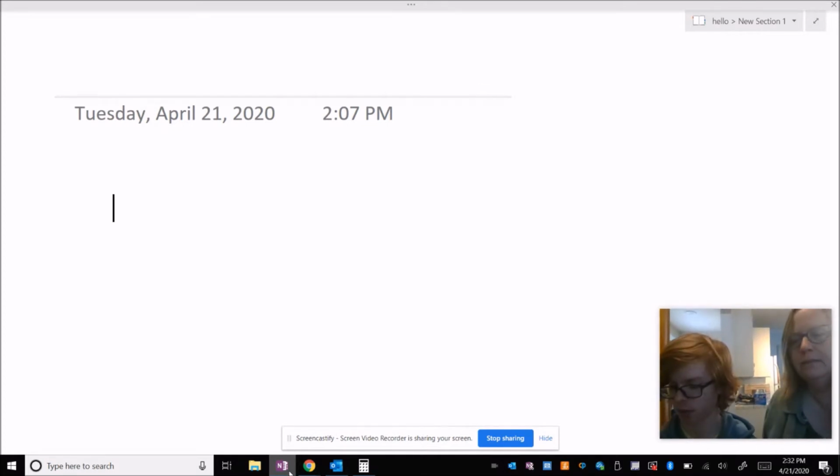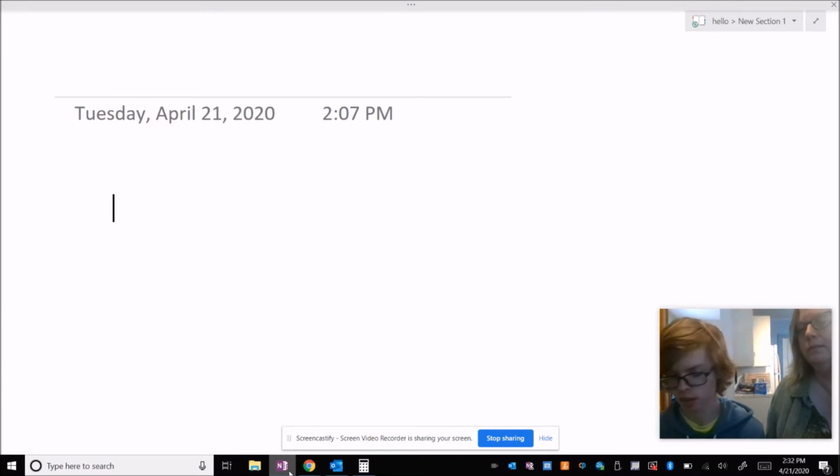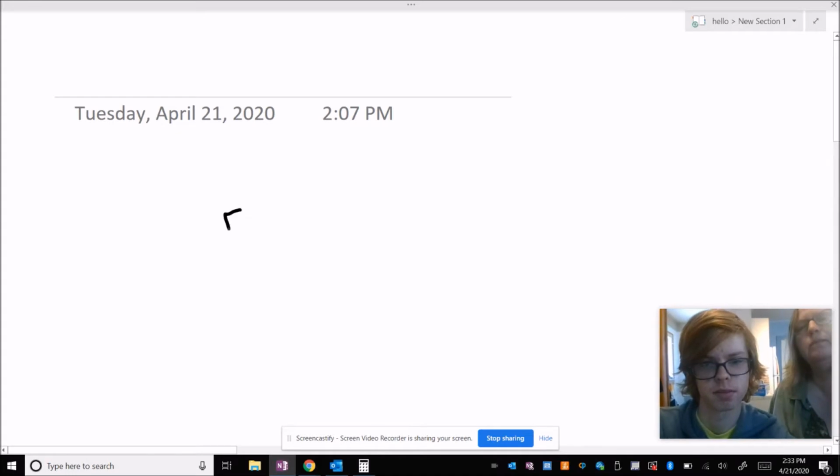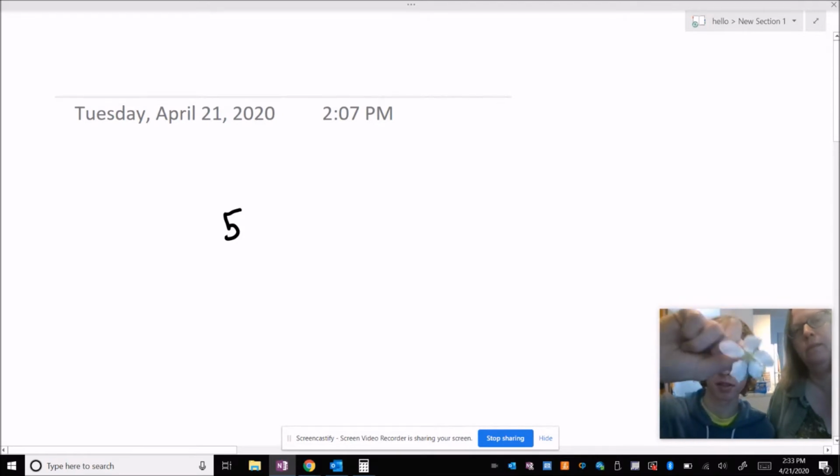So I have a couple of flowers here with me today, and we're going to be counting the number of petals that are on these flowers. So I just went around and gathered some. For example, this one right here is 5 petals. I'm just going to mark down this right here. Okay. And there's some more petals that are 5.